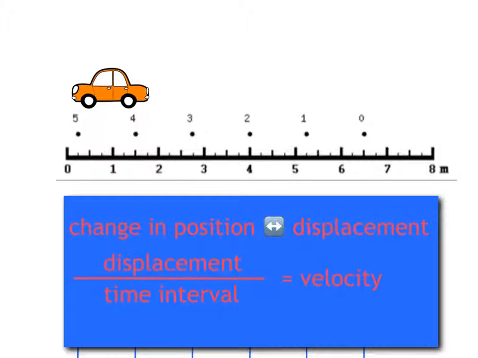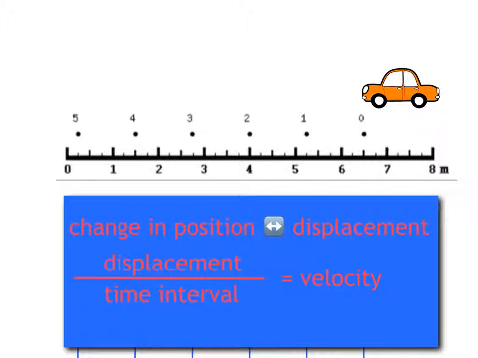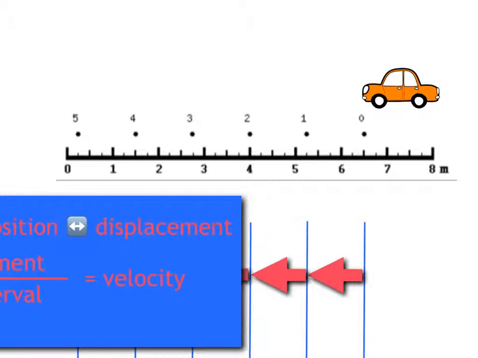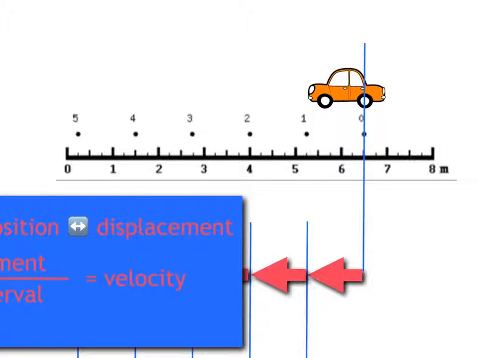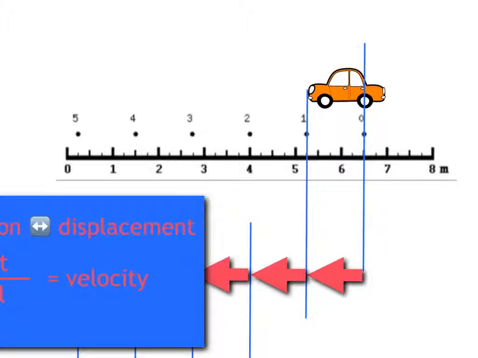But to learn more about the motion, let's take it 1 second at a time. You can do this same method on your page using a pencil and a straight edge. Okay, at 0 seconds, let's use the front of the car to mark the position of the car. So at 0 seconds, the car is at 6.5 meters. And after 1 second, the car has traveled to this position.